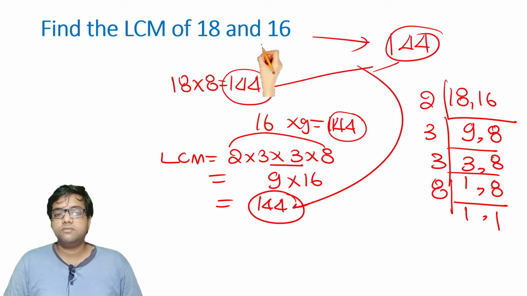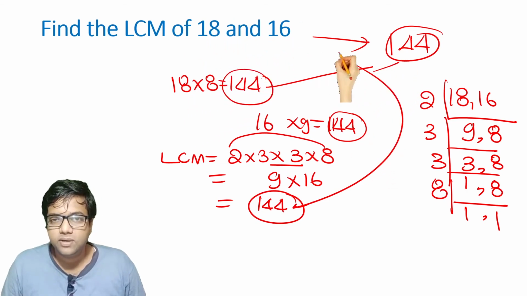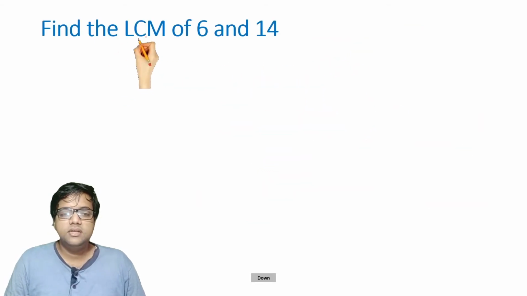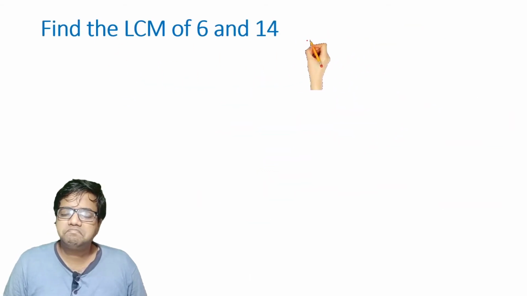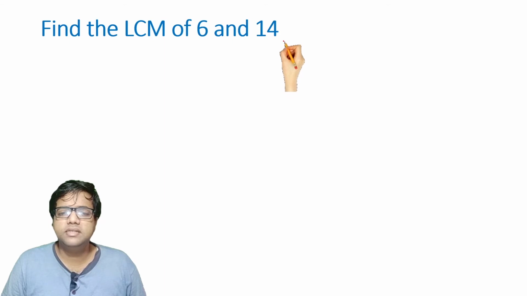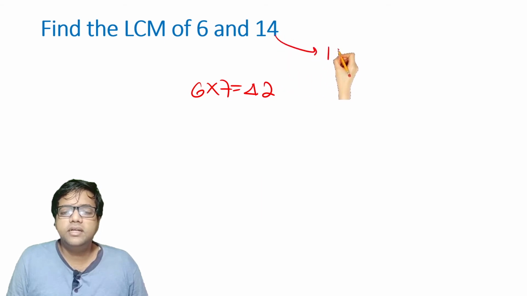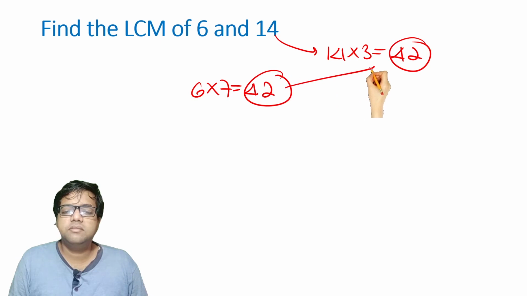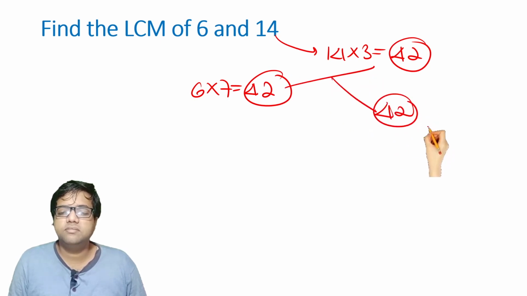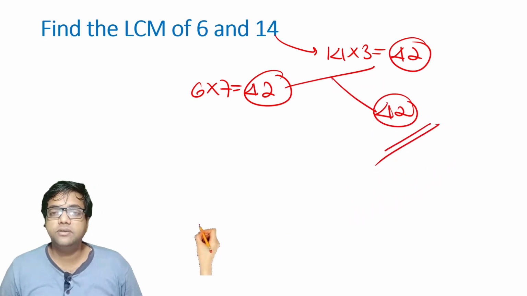But the easiest one is comparing the tables, if you know the tables well. So, finding the LCM of 6 and 14. Again, this is also very easy. 6 7s is 42 and 14 3s is 42, right? So both are the same. So that's why 42 is the LCM. As easy as that. You need to compare the tables.